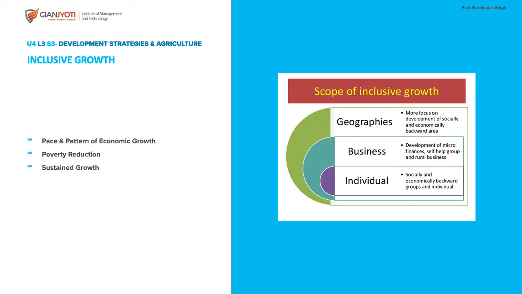Second is at the business level. So whether these are small businesses, and more so in the rural areas where businesses should come up, for them microfinance and also upskilling along with self-help groups are needed so that they become part of the economic growth of the country. At the individual level, all the individuals or groups who are either socially or economically backward should be encouraged to be part of the mainstream. So inclusive growth has to be done at 3 levels.